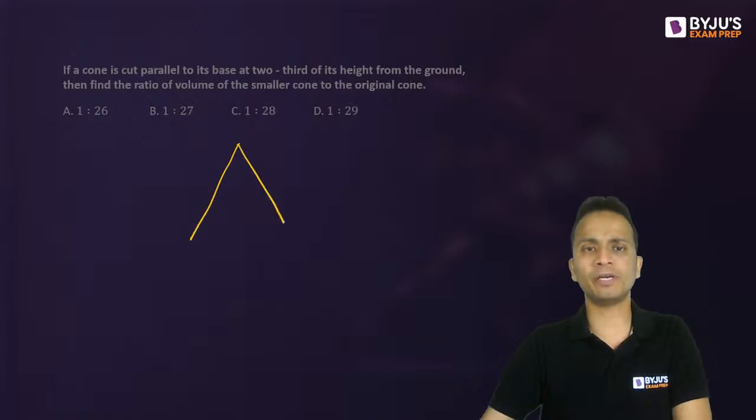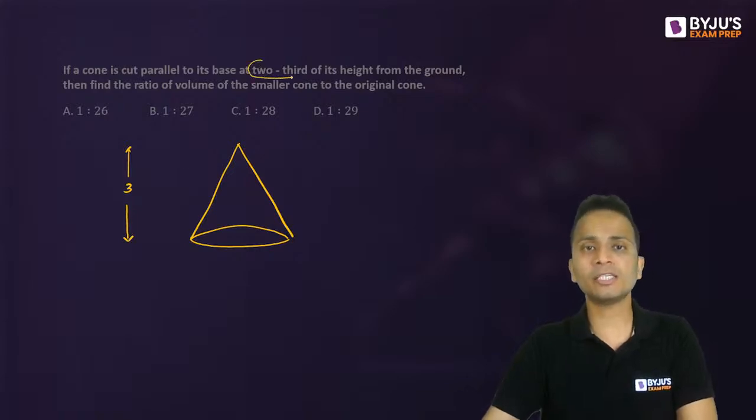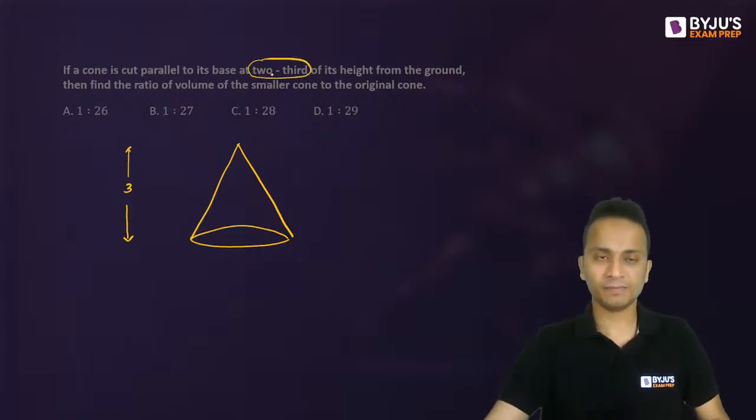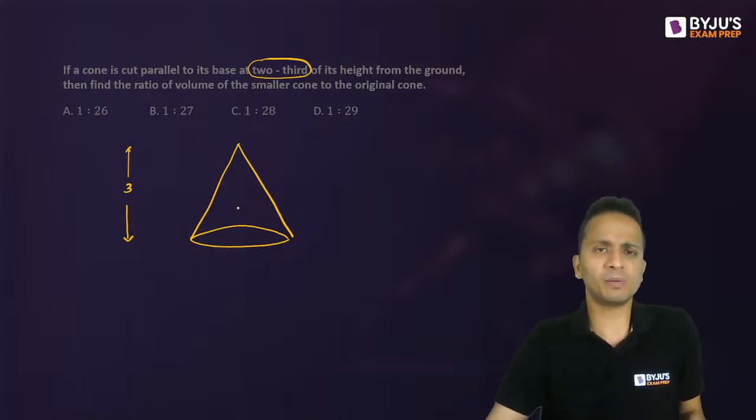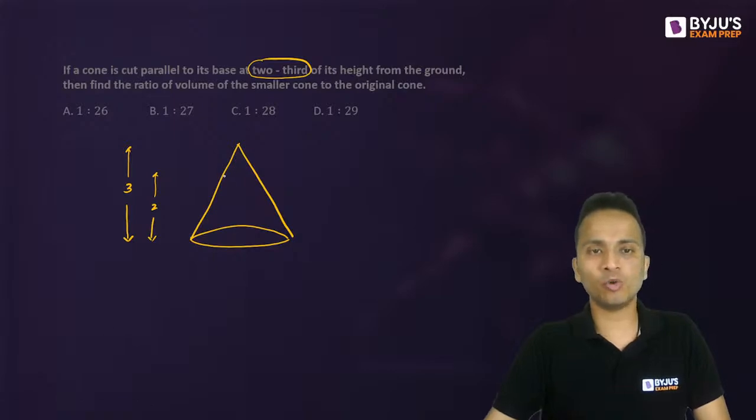So first of all, I'll draw a bigger cone. Now let's assume that the height of this cone is 3. Why have I assumed height as 3? Because the cut is applied at 2/3 of the height. 2/3 means the height should be divisible by 3. That is why I've assumed it as 3. Now at 2/3 of the height from the ground, 2/3 of 3 is 2. So at a height of 2 from the ground, a cut is applied on this cone, something like this.